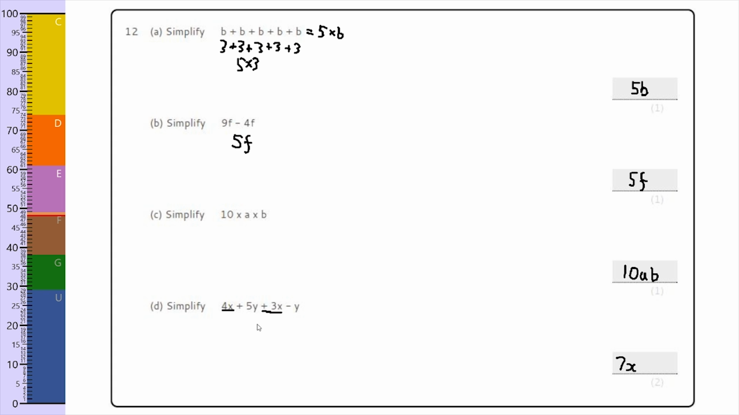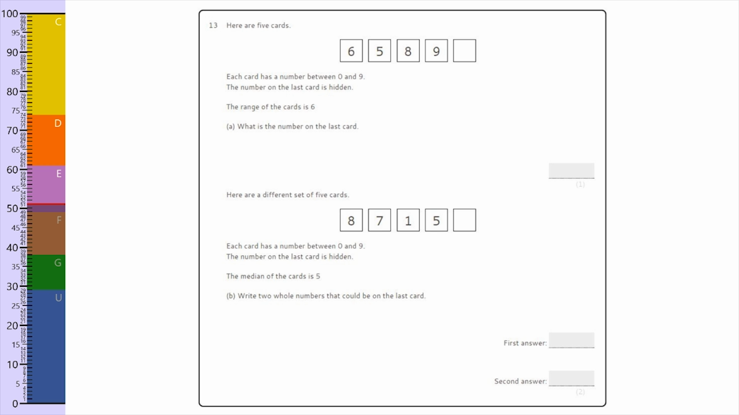Now this is a slightly harder one. We've got 5y, positive 5y. This minus does belong to the y, so it's minus y. So you imagine you've got 5y in your hand, and someone takes a y away. How many y's do you have? Well, you had 5, someone took one away, so you've now got 4y. So the answer is 7x plus 4y. And that's full marks. Let's move on to question 13. And if we get this right, we're on an E grade. So if you'd like to pause the video now and have a go.